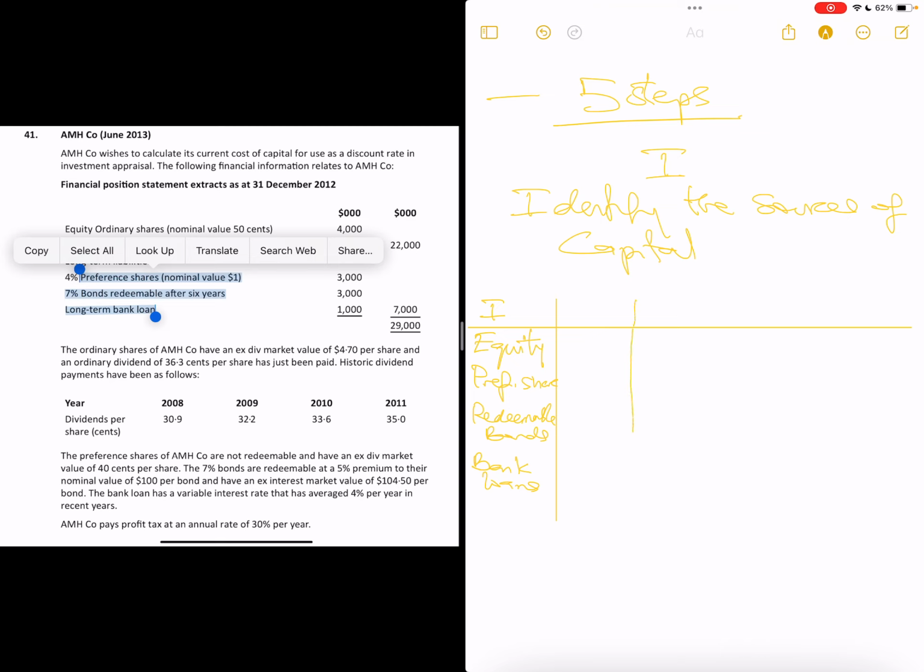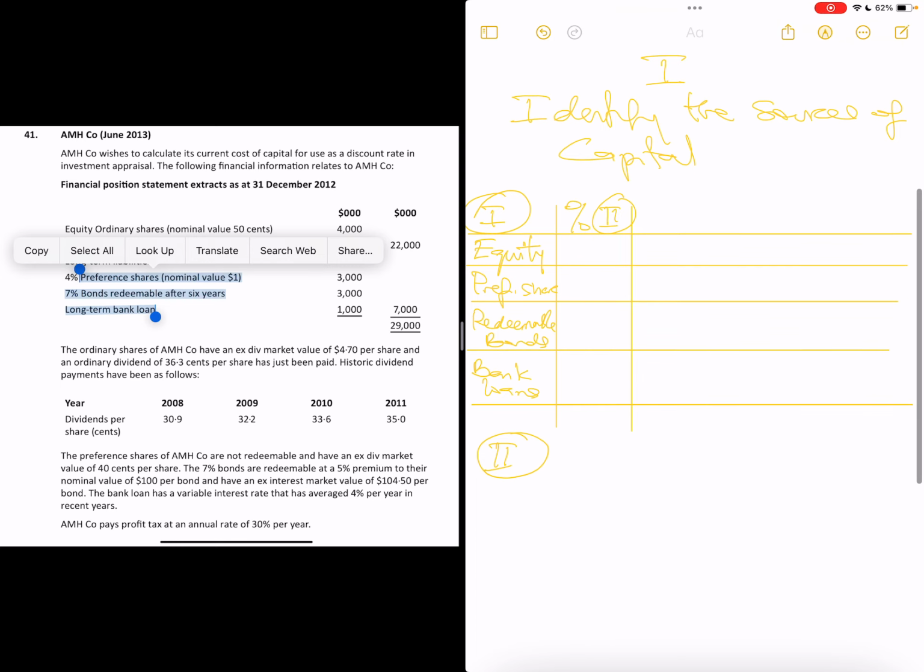Step 2 now is to calculate the proportion, remember? So we need to get the percentage proportion of each type of capital that we have. We need to get the proportion for each of them. So let's start with equity. This is step 2. Step 1 we've done. First of all, remember, we need to get the volume of each capital. Then we'll get the total. Then we'll get the proportion. So let's get the volume of equity now.